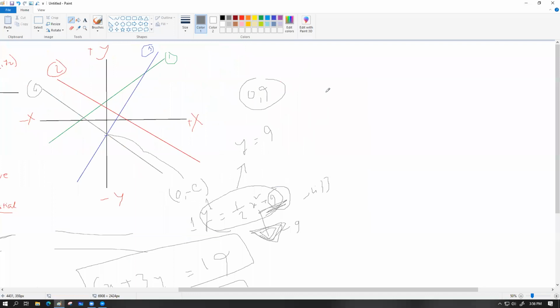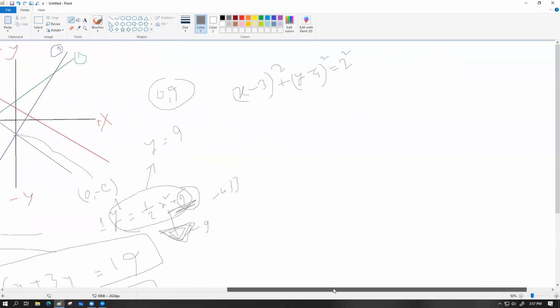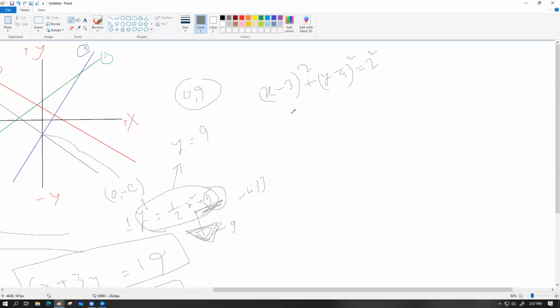If I write the equation of a very simple circle, let's say a circle that looks like this: x minus 3 whole squared plus y minus 4 whole squared equals 2 squared. This is a generic shape for a circle. This equation means that the center of this circle is going to be 3, 4, and the radius of this circle would be 2. That's what this equation means. How does that equation mean that? I'm not getting into the discussion. Take my words for granted for the time being.